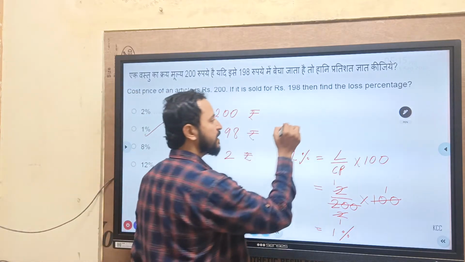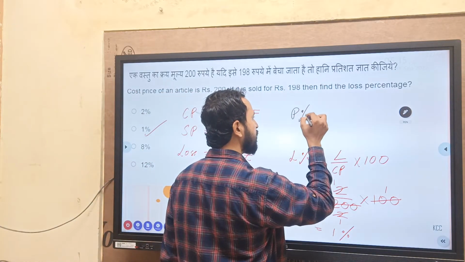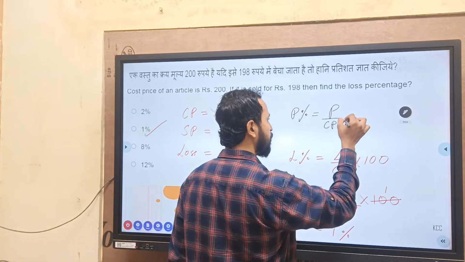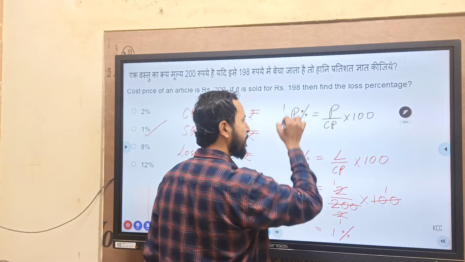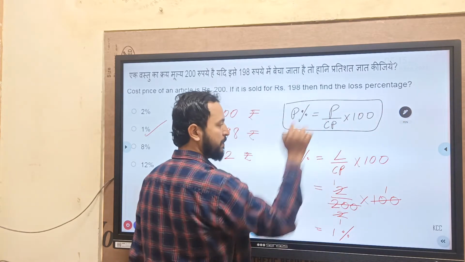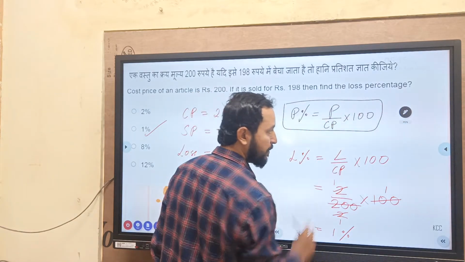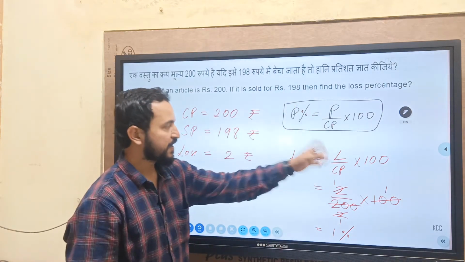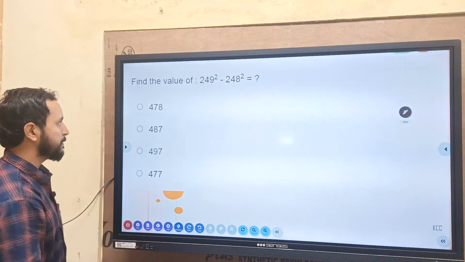If the question asked is about profit percentage, remember the profit percentage formula also: P by CP into 100. Profit percentage means you have to write profit, loss percentage means you have to write L. So in the denominator always CP will be there. This you have to remember.